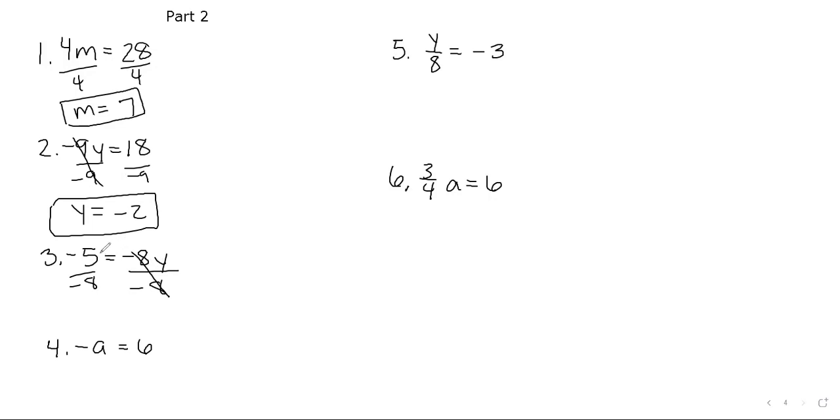Now, if that fraction does not simplify perfectly, that's okay. When we had the 48 over 4, that simplified perfectly to 7. The 18 over negative 9 simplified perfectly to negative 2. But what we can do, and again, we're going to write that variable first, negative 5 over negative 8, we want it in its simplest form, okay?